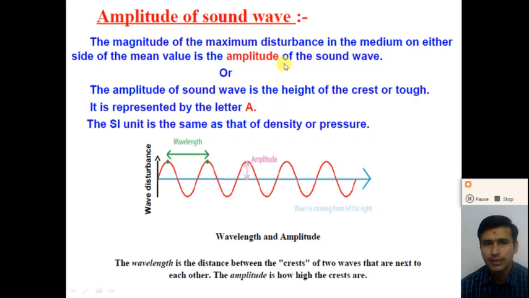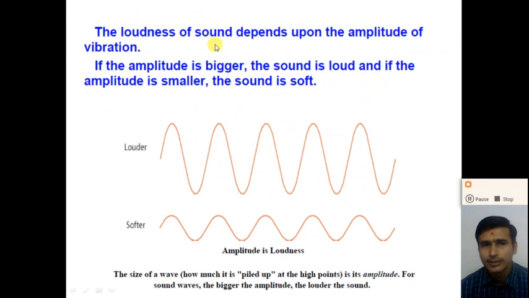Or we can say that the height of the crest or height of the trough is called the amplitude of the sound wave. So let us see, the loudness of the sound depends on the amplitude of the variation, right? If the amplitude of the sound wave is higher, this is a loud sound. And if the amplitude of the sound wave is low, it has a soft sound, right?